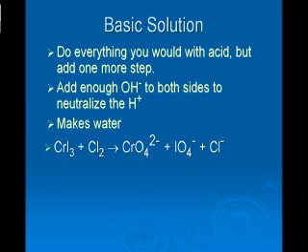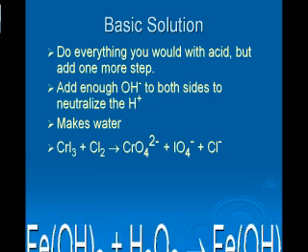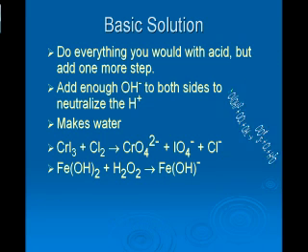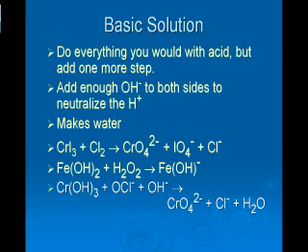So here are 3 that you can actually attempt to balance in basic solution. So you may want to try these 3 reactions.